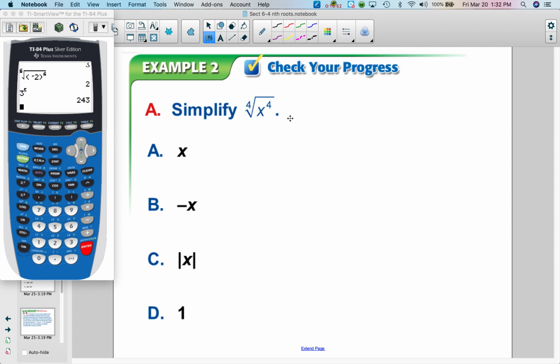Okay, so on this one, when you first look at it, you might think the answer is just going to be x. But we have an even root and an odd power in our answer. So you need absolute value. And you don't need the 1 since it's the 1st power. So you are going to have this.